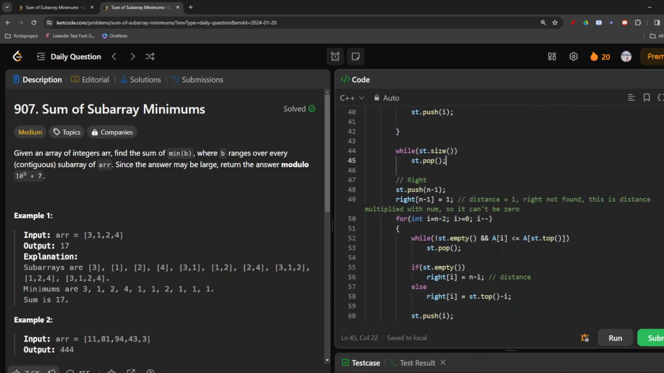Now comes the part for our right vector, in which we are storing the right distances, so that we can figure out the number of subarrays for a particular element where it is the smallest element.